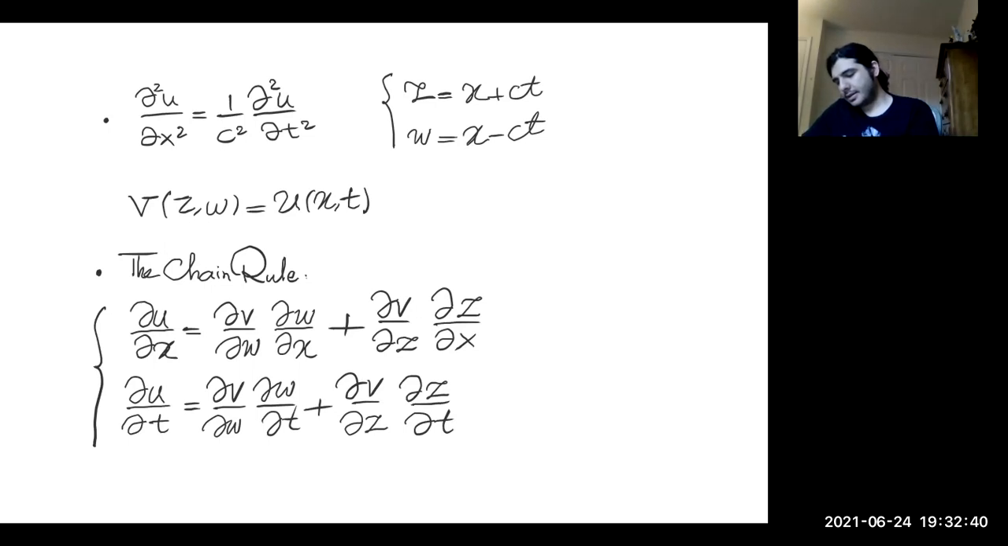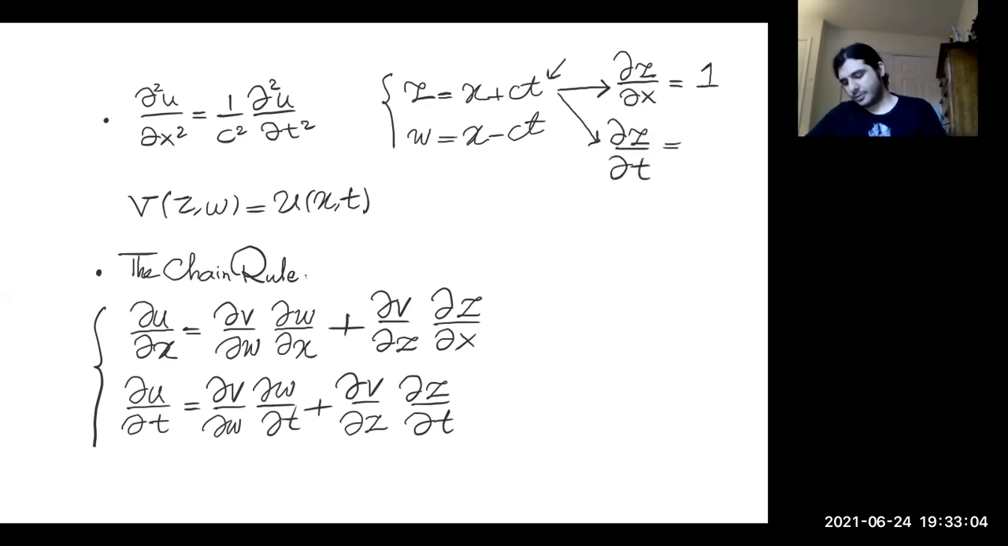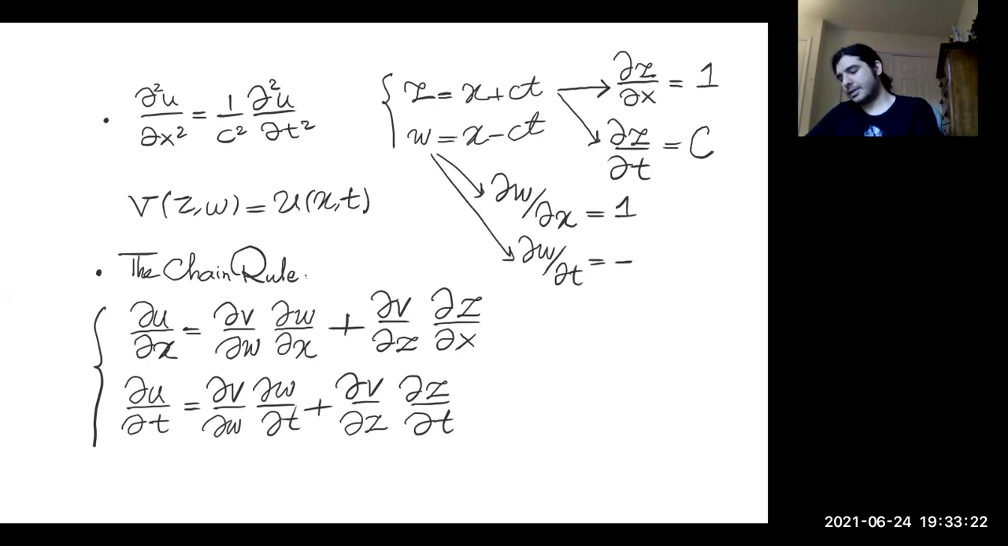Look at this, z equals x plus ct. The derivative of z with respect to x, assuming x is the variable, is just 1, the coefficient of x. If we take the derivative of z with respect to t, the result is just the constant c. For w, the derivative of w with respect to x is again 1, and the derivative of w with respect to t is minus c.